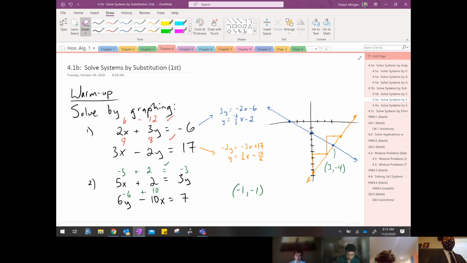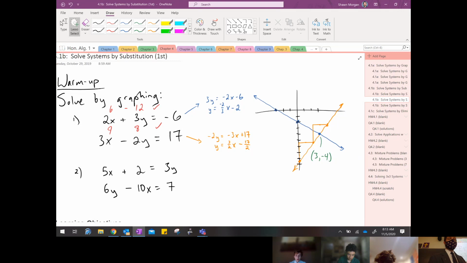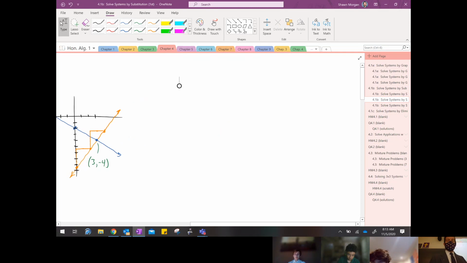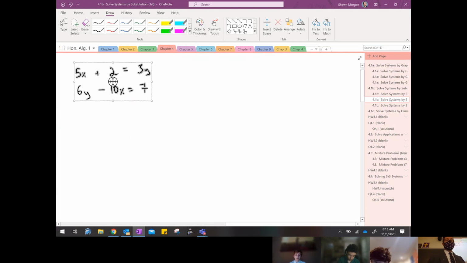I tell you what we'll do. Just for time's sake, I don't want to spend too much time on the graphing. Why don't we let this be our first example for substitution? All right, let's do that. Call a little audible here. Now, could you have solved this by graphing? Probably, but heck, I kind of want to get into the meat and potatoes of today's lesson.